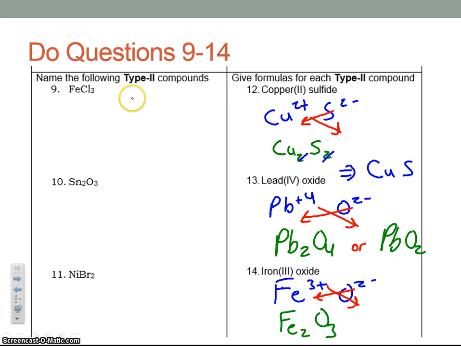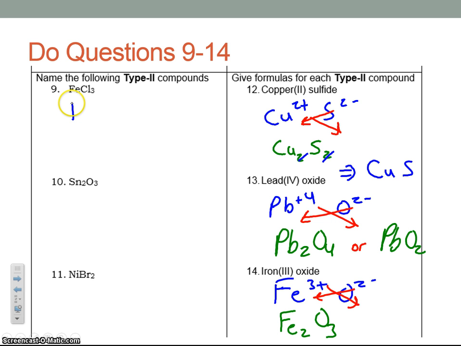I'm going to do one of these 9 through 11 because these are the trickier ones. Why are they tricky? Well, because they're type 2. What does type 2 tell us? Type 2 tells us that we're going to have a Roman numeral. So what I'm going to do is I'm going to do one of these with you, and then if you got stuck, I'm going to give you, well, okay, let's do one together.